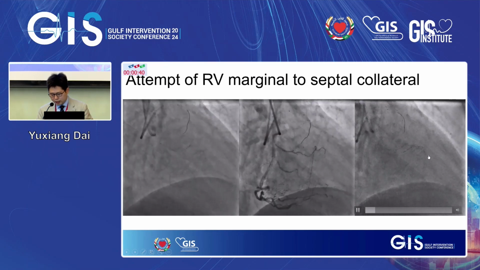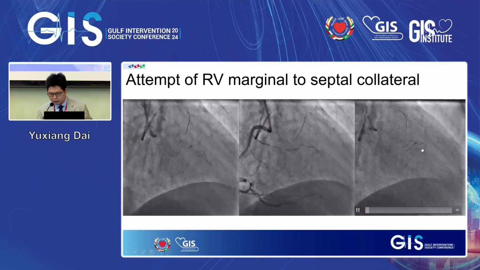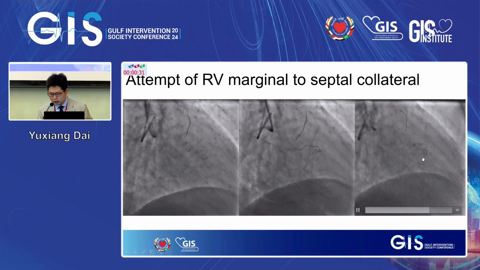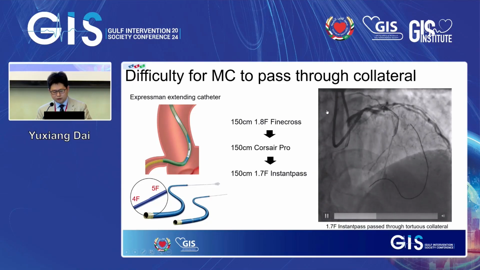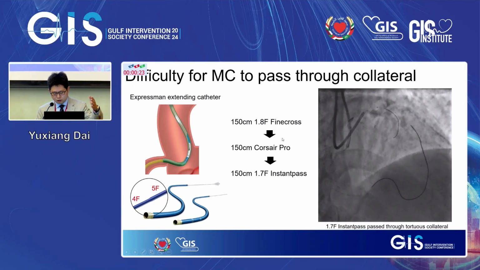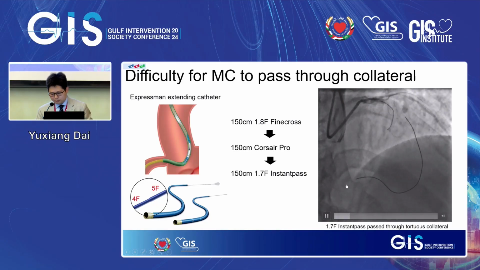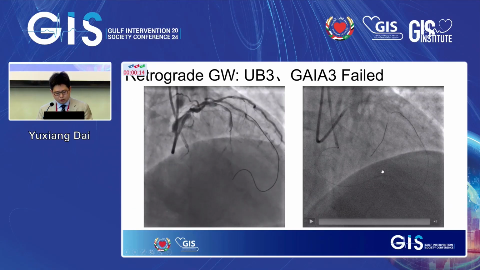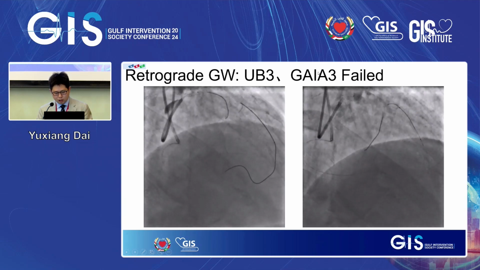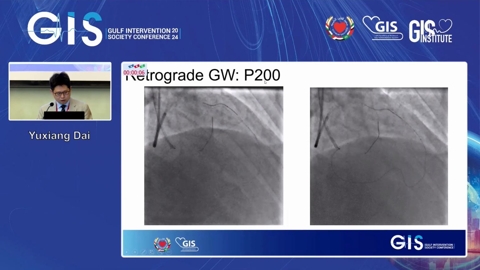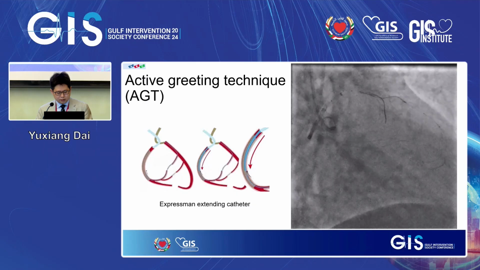After gentle handling, we used a 0.3 gram wire, and at last it passed through the collateral. Then we faced another problem: the microcatheter could not pass through. We changed from the routine microcatheter to another new microcatheter made in China, and finally it passed. Then we switched to a stiff guide wire for retrograde attack. However, UB3 and Gaia Third failed, and lastly we succeeded with Pilot 200.